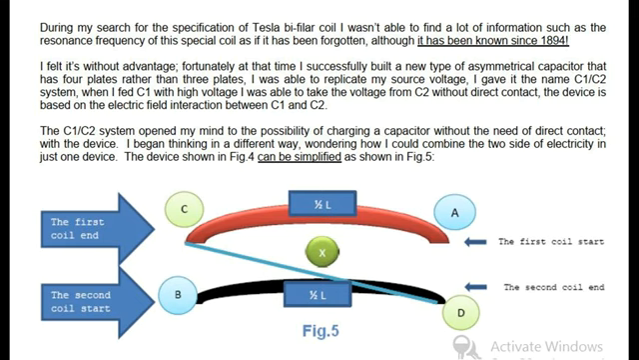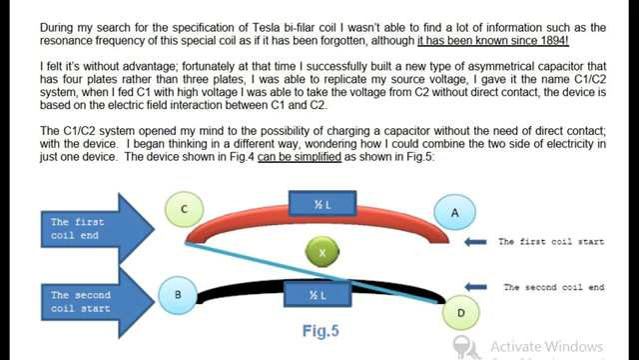The C1/C2 system opened my mind to the possibility of charging a capacitor without the need of direct contact with the device. I began thinking in a different way, wondering how I could combine the two sides of electricity in just one device. The device shown in Fig. 4 can be simplified as shown in Fig. 5.